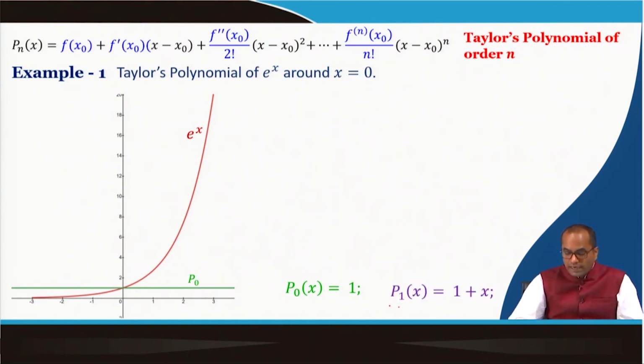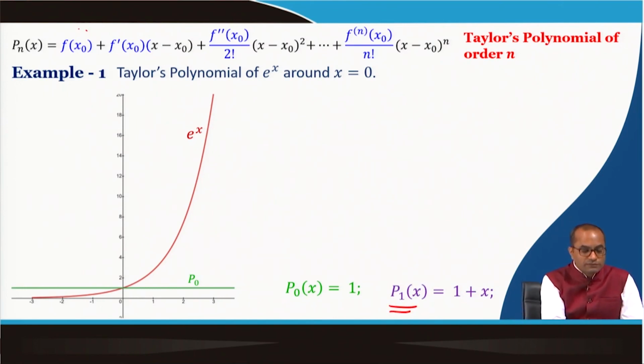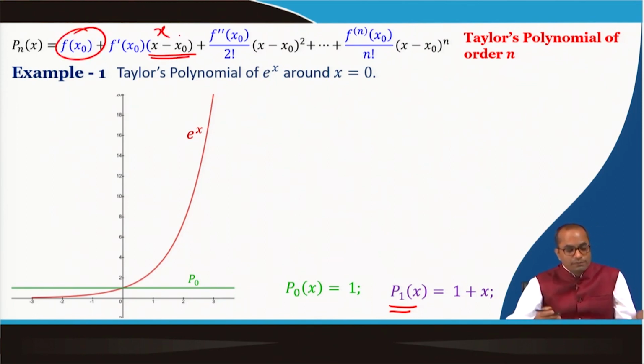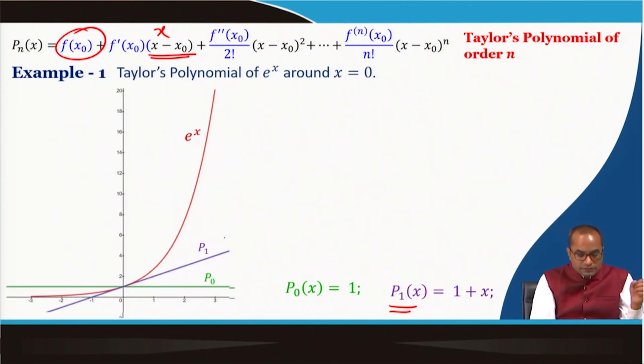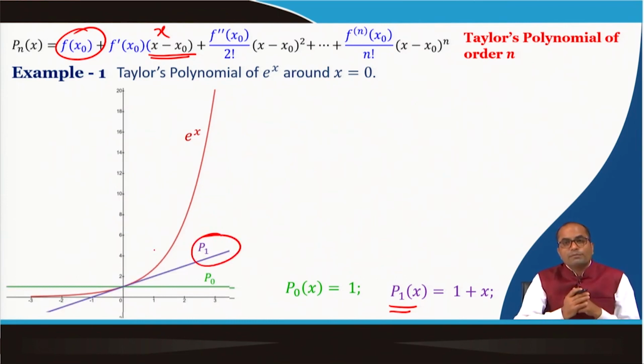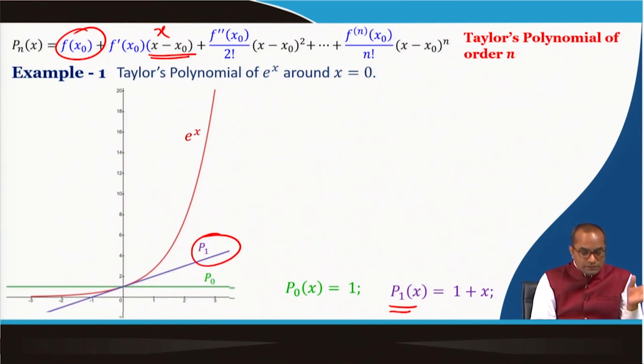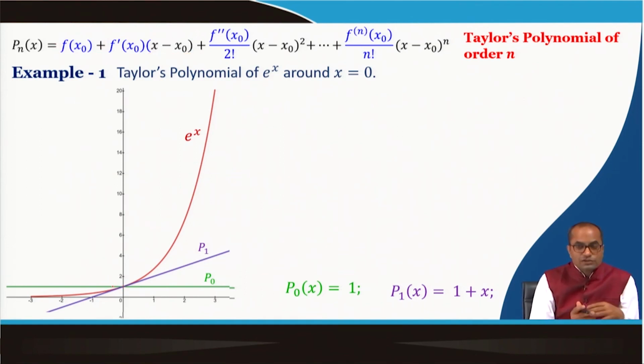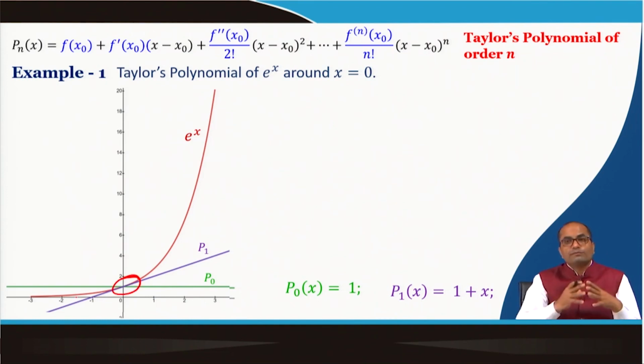But if we go to the higher order polynomial, let's say P1(x), which is just 1 plus x, 1 will come from here and x from here. So now this is a first order polynomial P1(x). We do see that of course it will pass through that point itself as per the construction of the polynomial, but now the first order derivatives also match, and as a result we have some closeness in the neighborhood of that point.